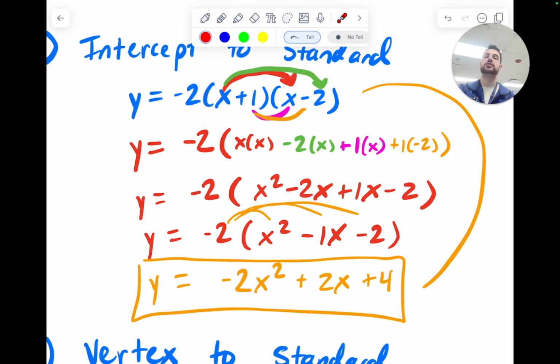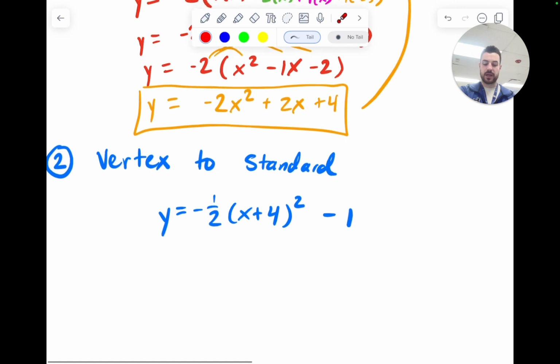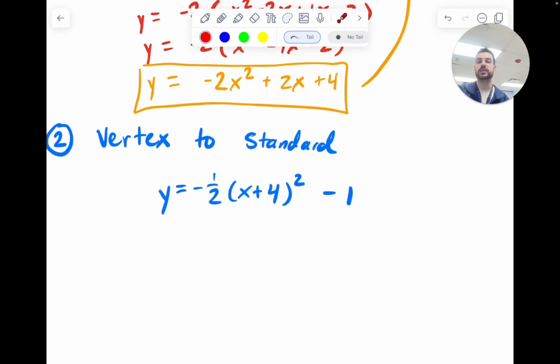All right, so all of the intercept to standard form problems are going to look just like this, except we might not have an a value in front, or it might be 1, so that means we don't have to do this last step of distributing. Essentially, to go from intercept to standard, we are FOILing. Now, next we're going to go from vertex to standard.